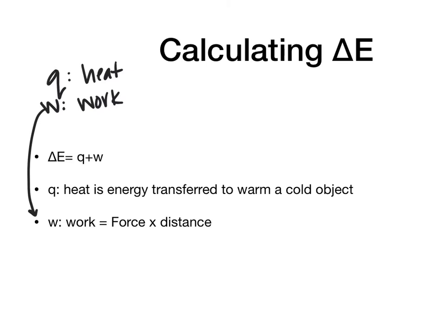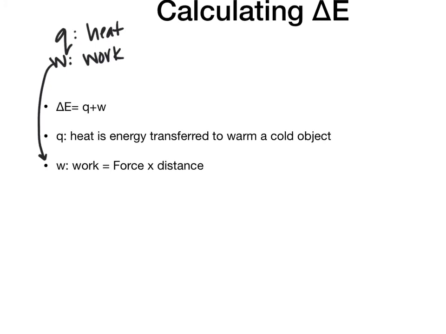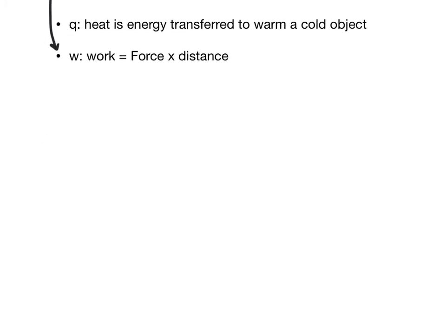And so Q is a calculated value or a known value. It's something we measure, how much heat is transferred. Work you can calculate, so it can be force times distance. So when we think about delta E equals Q plus W, there are a couple of things we want to think about. Delta E has 3 parts.